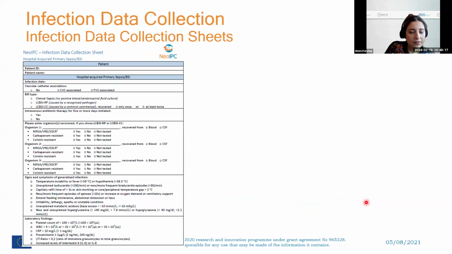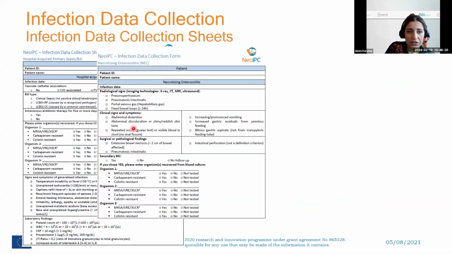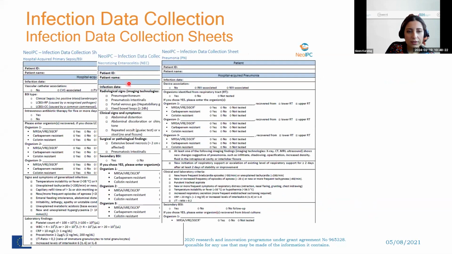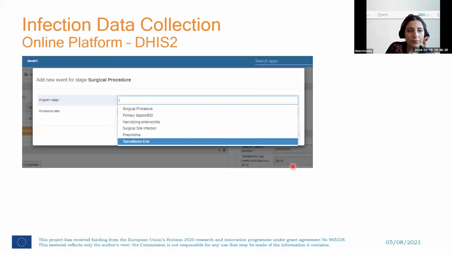So here are the screenshots of our infection data collection sheets. For each infection, we have one data sheet. And this is a screenshot from the online platform. Also for infections, you can either first use the data sheet and then enter this data into the online platform, or you can directly enter the data into the online platform. Here, as you see, when you click on add an event, you will find the infections and events that you can create in the online platform.